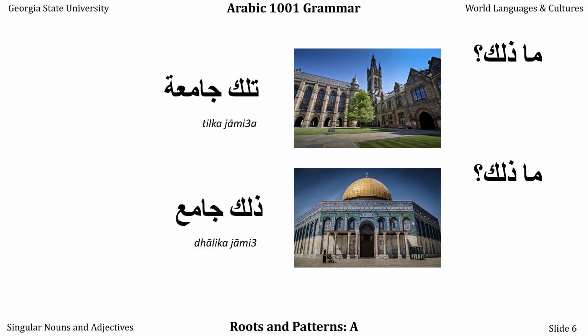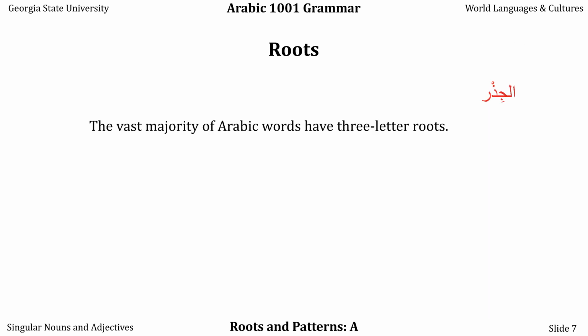University is just the feminine form of mosque, because universities originally grew out of large mosques. And the root, jim, mim, ain, means to gather. So a mosque is a gatherer, and so is a university. The word for Friday, al-jum'ah, comes from the same root, jim, mim, ain, because Friday is the day people gather in the mosque. Let's discuss roots in general.